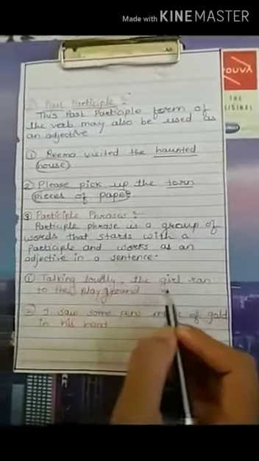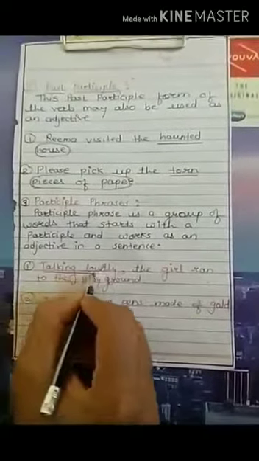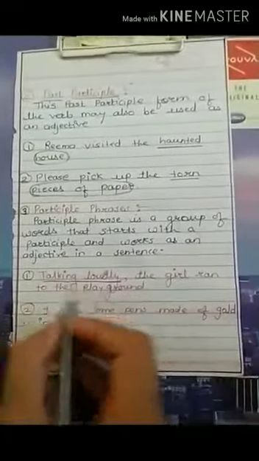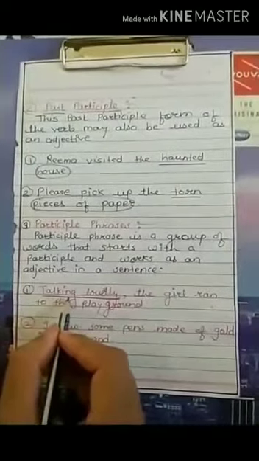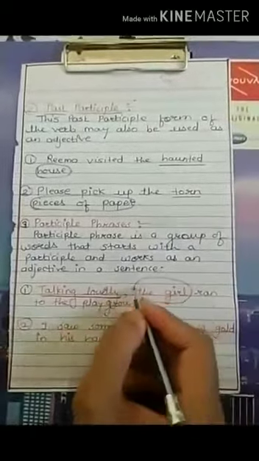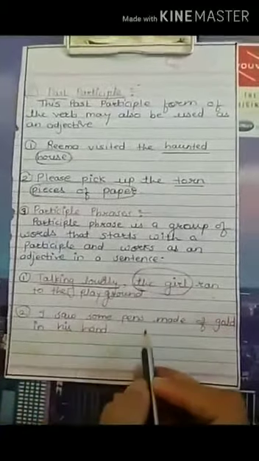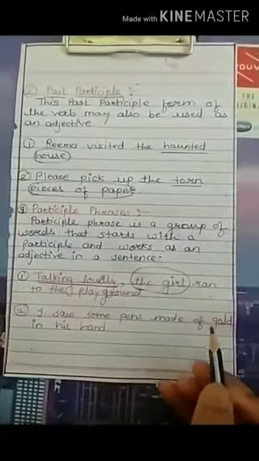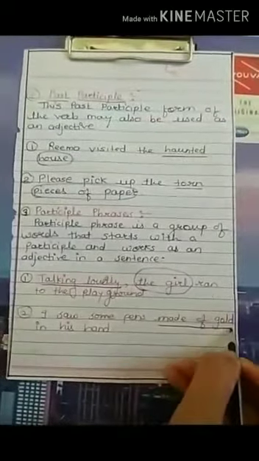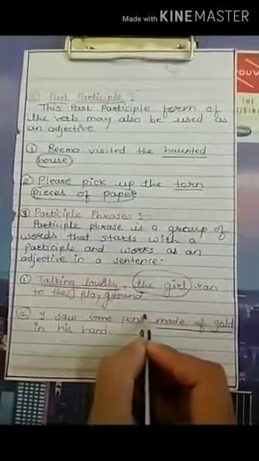Talking loudly, the girl ran to the playground. In this sentence, talking loudly is an example of participle phrase which begins with present participle, talking. This phrase qualifies the noun, the girl. Let us study one more example. I saw some pens made of gold in his hand. Here, made of gold is a participle phrase which qualifies the noun pens.